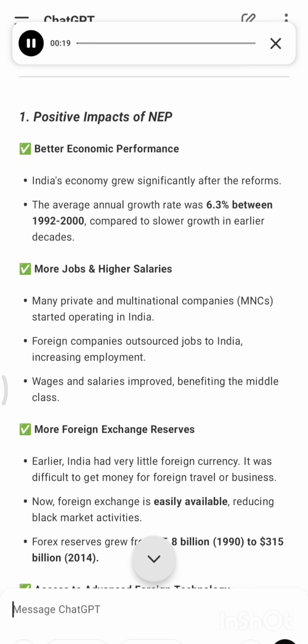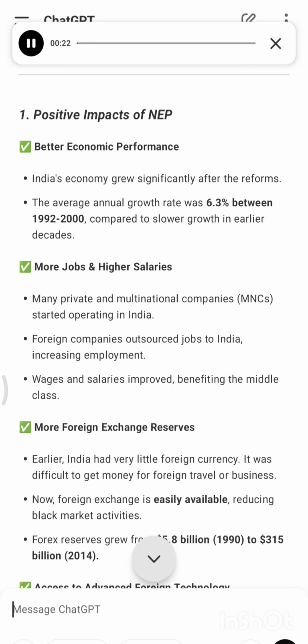Better economic performance. India's economy grew significantly after the reforms. The average annual growth rate was 6.3% between 1992 and 2000, compared to slower growth in earlier decades. More jobs and higher salaries. Many private and multinational companies, MNCs, started operating in India. Foreign companies outsourced jobs to India, increasing employment. Wages and salaries improved, benefiting the middle class.